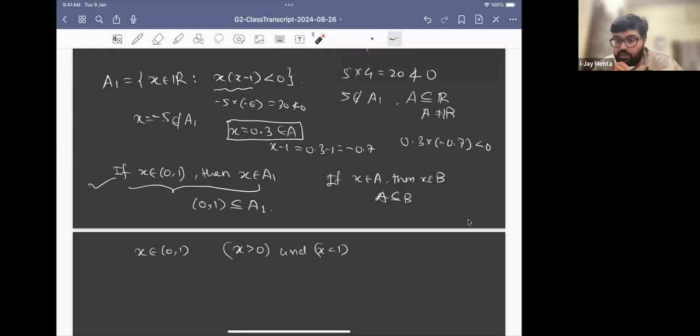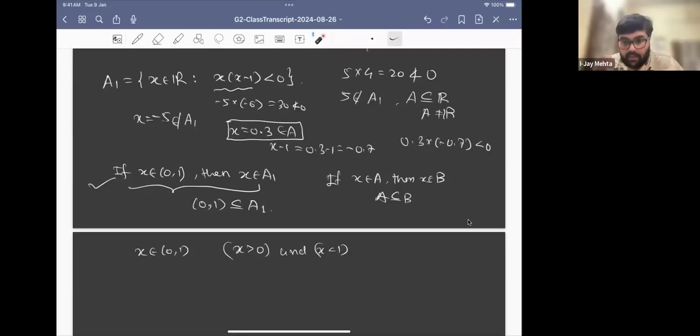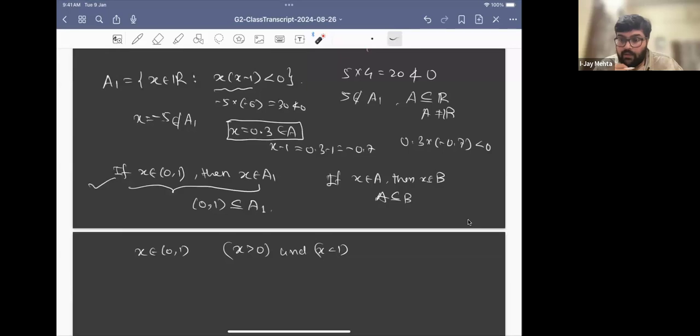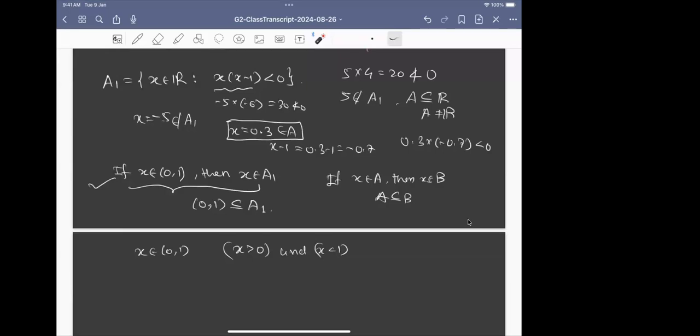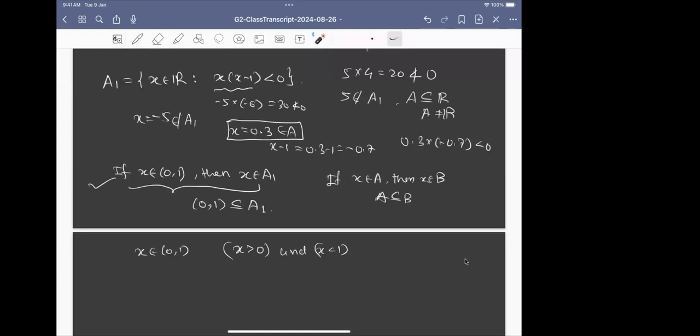Okay, Ayush? Yes, sir. Because x is positive and we have to check x minus 1. We are given the condition that x is less than 1. If x belongs to (0, 1), then x minus 1 is going to be negative. And we are given that x is positive. So positive and negative, the product is going to be negative. So x into x minus 1 is less than 0. Therefore, it is a subset. Yeah, good.